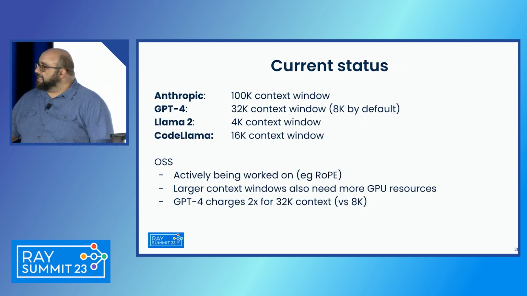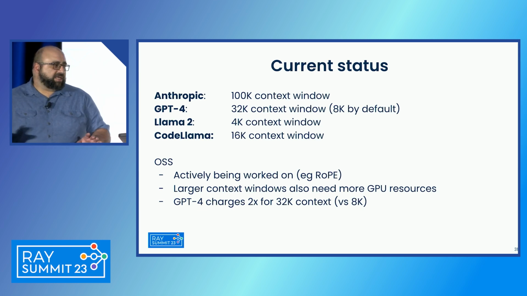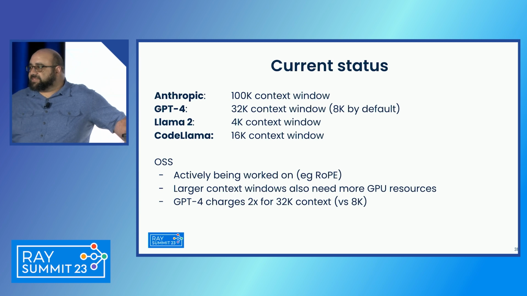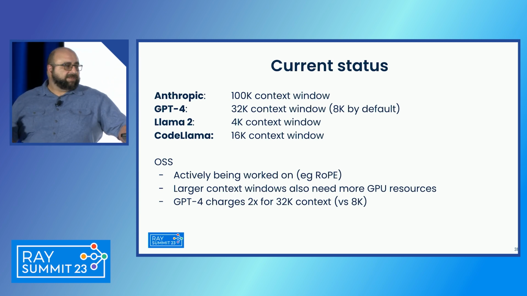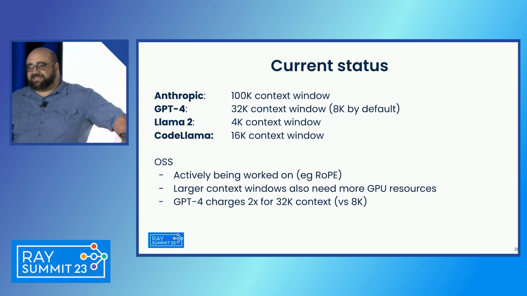And here's where we stand at the moment, right? Anthropic has an industry-leading 100K context window. GPT-4 has 2 sizes with different prices. So you can do 32K or 8K. Llama 2 is 4K, and then Code Llama, interestingly, is 16K. And Code Llama is actually very good at natural language.